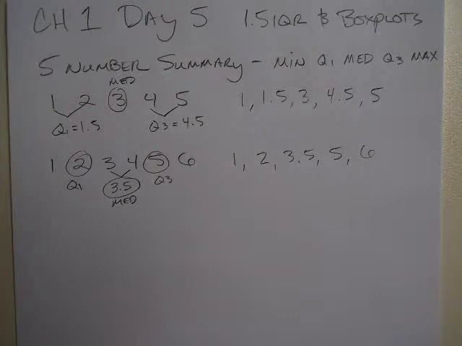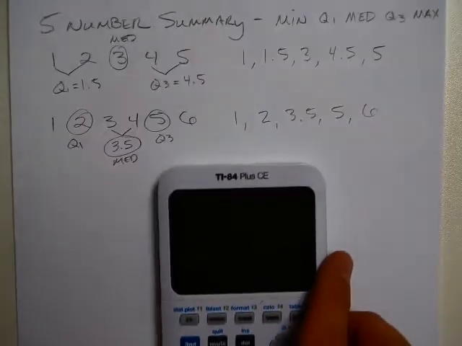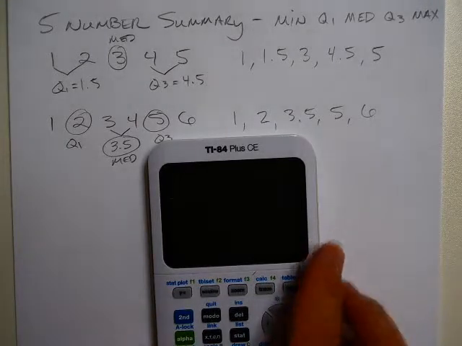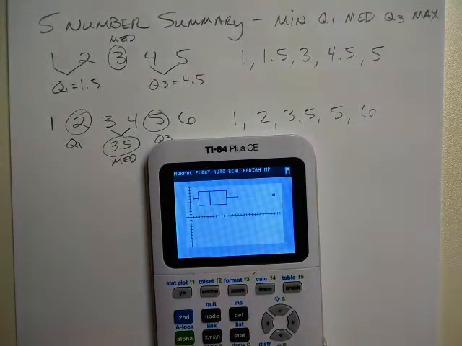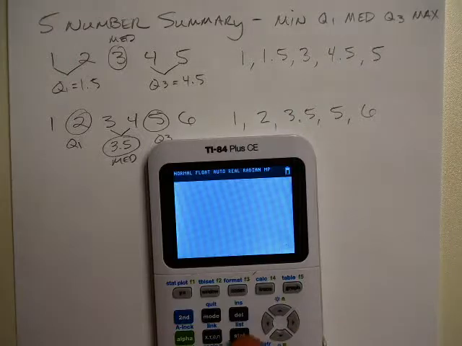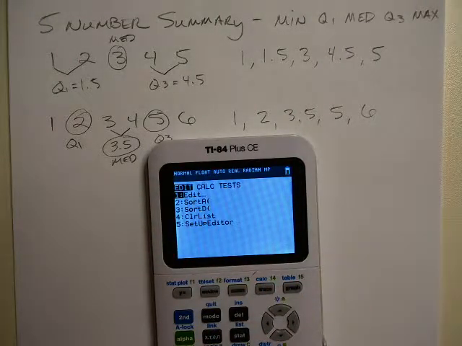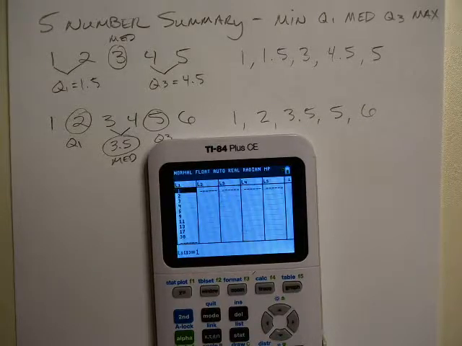So let's go to the calculator. Let's do this in the calculator. I'm going to show you another way to clear a list. Go ahead and turn it on. Get to your main screen there, and if you go to Stats and then Edit, you probably have something in one of your lists. Here's another way to clear it.